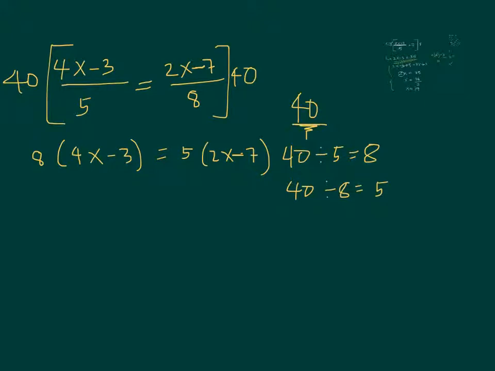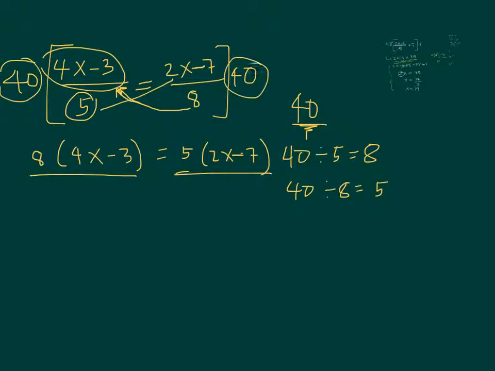Okay, now just to share with you what other people do, is that they say, right, cross multiply. So you have 8. That's what they're doing. So 8 times this, which is basically 8 times 4x minus 3. Then 5 times 2x minus 7, which is basically the one on the other side. Okay, you can do that if you understand the mathematical reason why you can just have 8 on the other side and 5 on the other side. Okay, but actually we are multiplying 40 both sides.